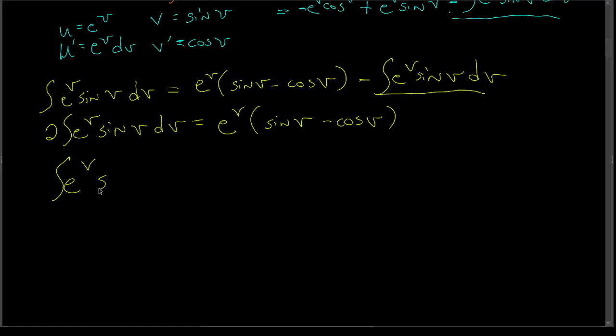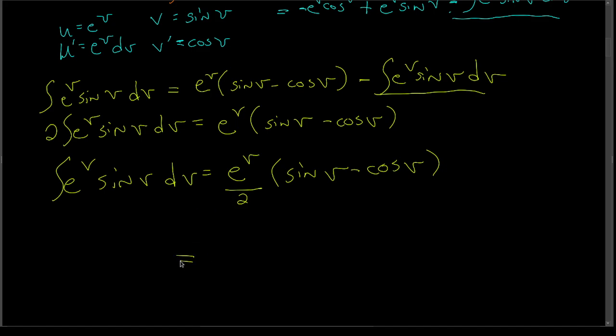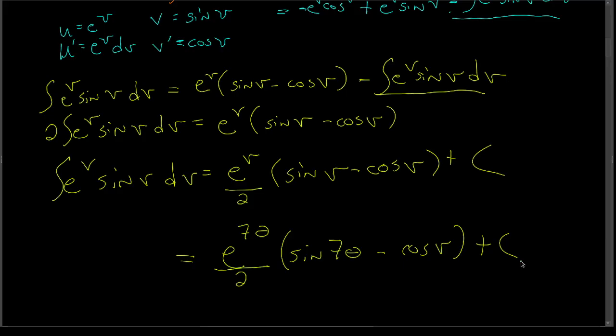So my integral of e to the nu sine nu d nu is equal to e to the nu over 2 times sine nu minus cosine nu. But nu was 7 theta, so this becomes e to the 7 theta divided by 2 times sine of 7 theta minus cosine of 7 theta, plus c. And so there we have the answer to our integral. Oops. That should be a theta, not a nu.